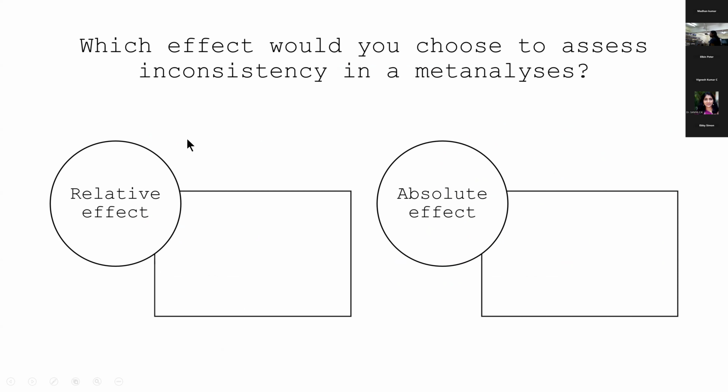If you want to assess inconsistency in a meta-analysis, if you were the review author or you were doing the RCT, how would you actually put up your effect? Would you use the relative effect to tell your results, or would you use the absolute effect to tell your results?